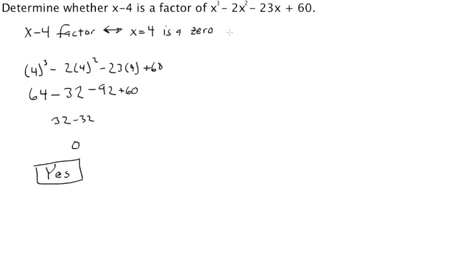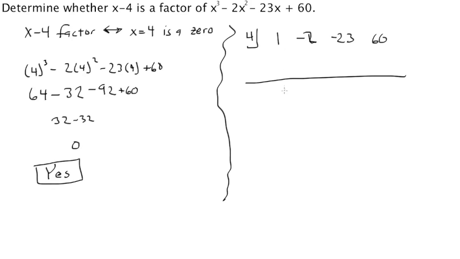Now, your other option is to just do what we did in the last section. You can go ahead and use synthetic division very quickly to see if this is a factor or not. So we set up our synthetic division and go through a normal process.